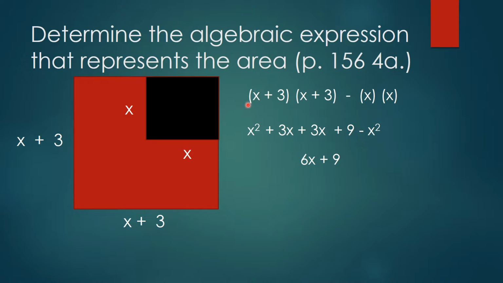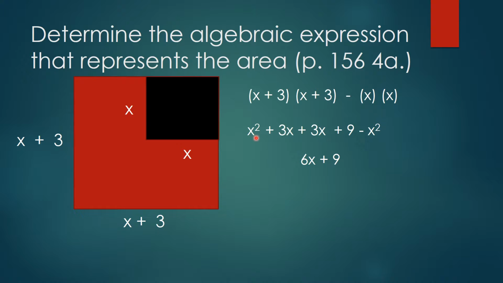And then you're going to have to subtract the area of this black box, x times x. That's what you get, subtract x times x. So then we do the multiplication. We multiply x plus 3 times x plus 3 gives us, using FOIL, x times x gives you x squared. X times 3 gives you 3x. Inside terms, 3 times x gives you 3x. 3 times 3 is 9. And then you're subtracting the area of the black box, which is minus x times x, or minus x squared.